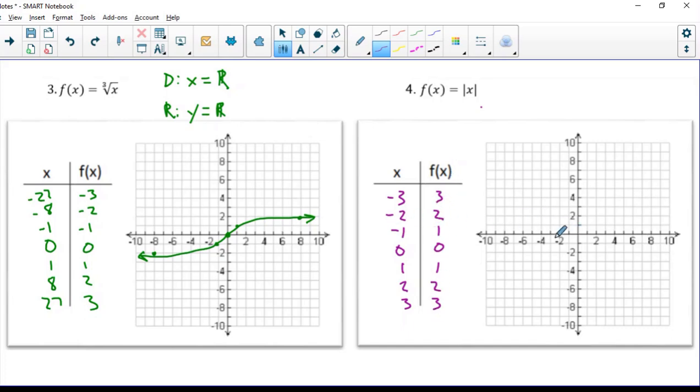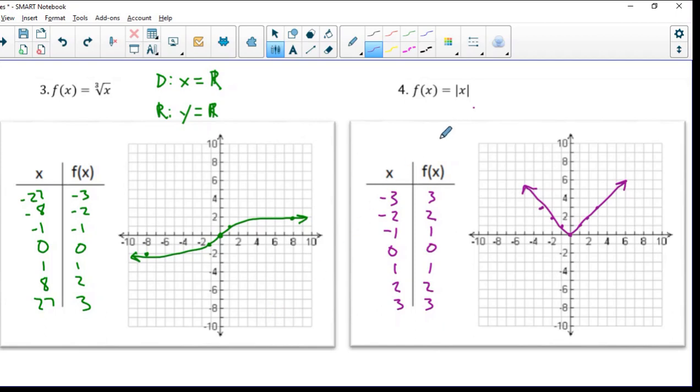So when I go to plot that, negative 3, 3, negative 2, 2, negative 1, 1, and then 0, 0. As I go to plot those, you can sort of tell I'm getting kind of a V shape here. 1, 1, 2, 2, and 3, 3. All right. So I'm going to connect these dots so you can tell the absolute value parent function here is giving us just kind of a V shape.